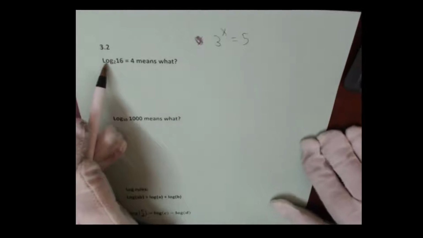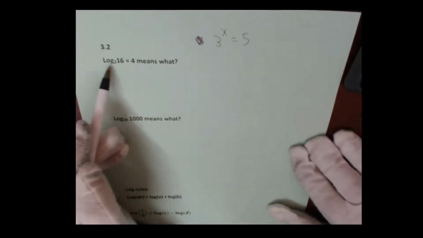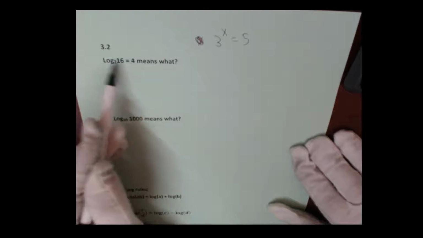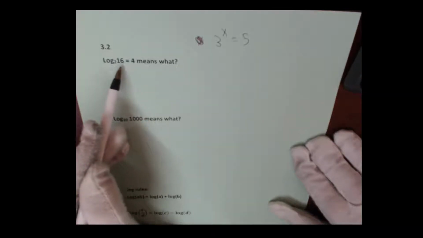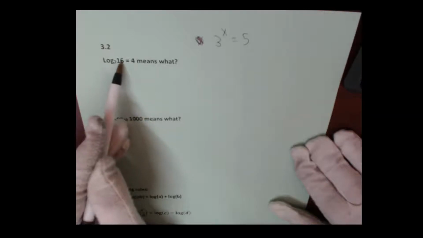Here's what a log looks like. It's log base 2 of 16 is equal to 4. And for me, this is very difficult to visualize. I don't really understand what log base 2 of 16 means, and so what I always have to do is convert it back into an exponential function. So this is our base, this is our answer, and this is our number right here.